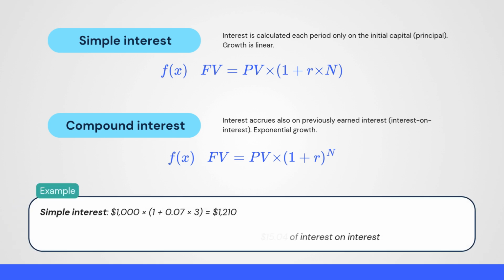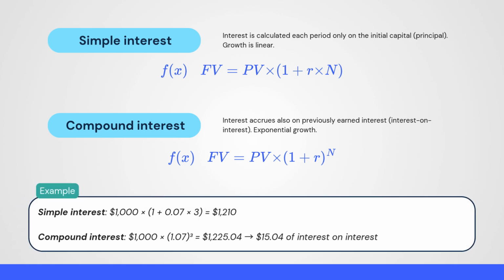The example makes the gap concrete. $1,000 at 7% for 3 years grows to $1,210 with simple interest, but $1,225 and 4 cents with compounding. That extra $15 is interest earning interest. In finance, we almost always mean compound interest.